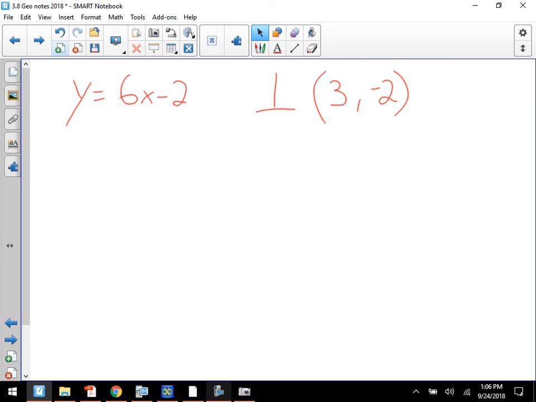One more perpendicular, please. One more perpendicular. y equals 6x minus 2, perpendicular, through the ordered pair (3, negative 2). Take a second.